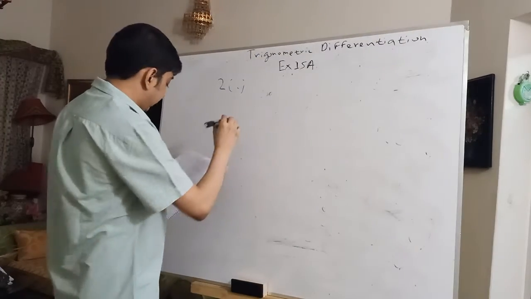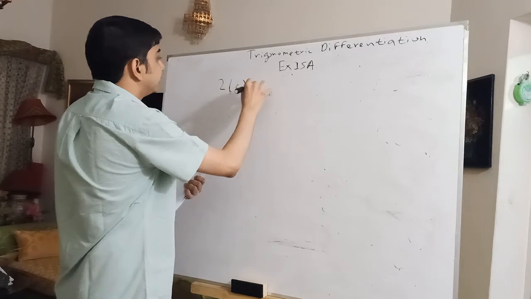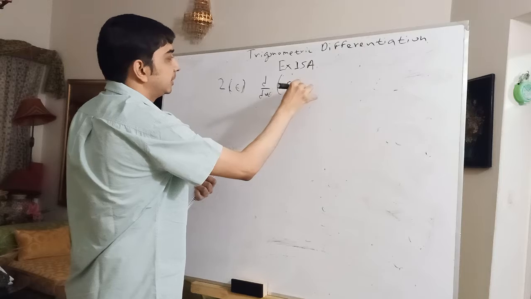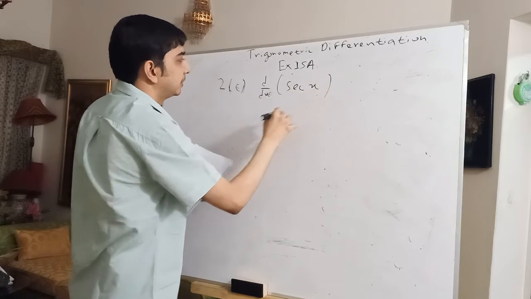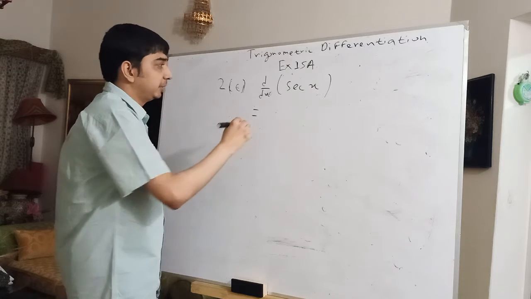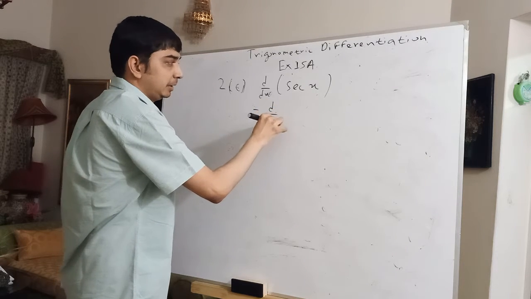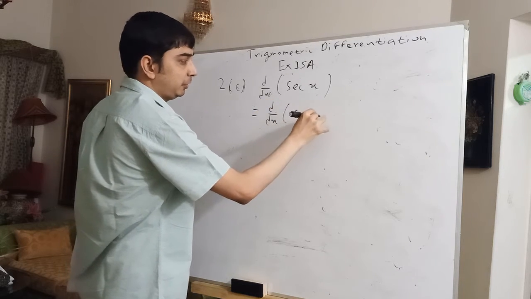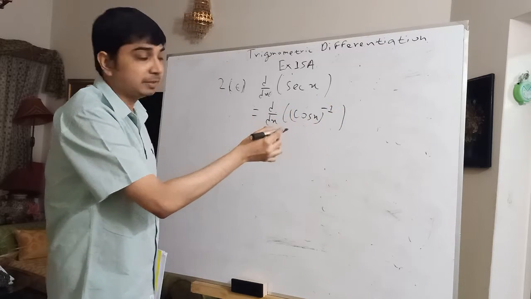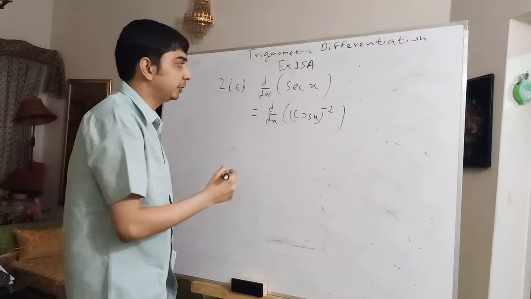Now question number 2c. Differentiation of sec x. So sec x actually is 1 by cos x. So I can actually write this as differentiation of cos x to the power minus 1. This is not cos inverse x. This is cos x to the power minus 1, that is 1 by cos x.